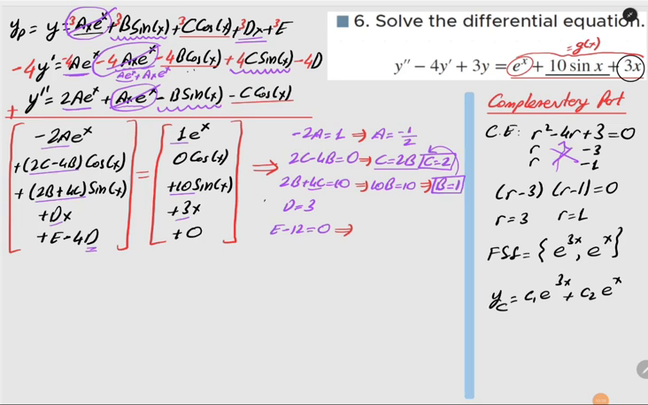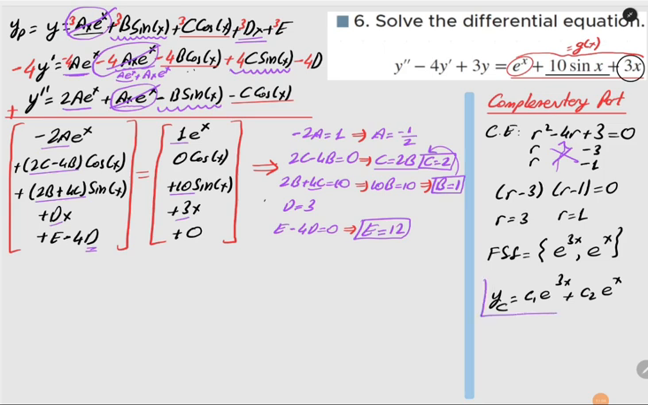Let me check. Okay, at the first sight, we always write the original equation. Let's follow the pattern. E minus 4D is equal to 0. And since D is equal to 3, E minus 12 is equal to 0, which follows that E is equal to 12. All right. So we have found everything, right?